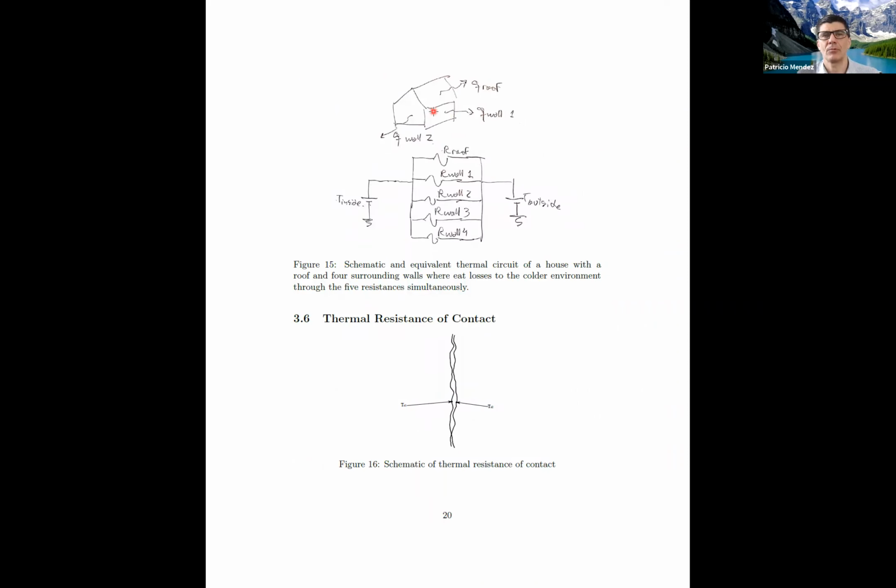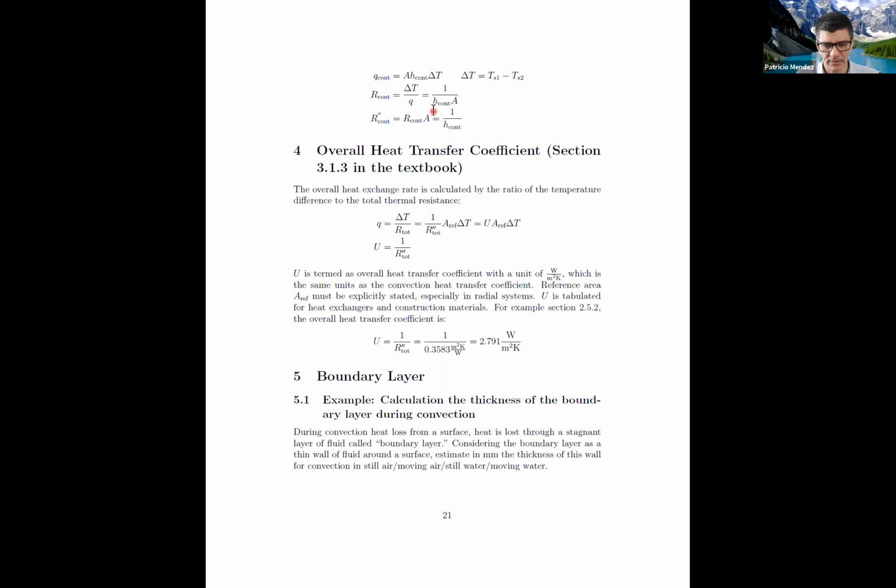And we talked about how, in contact, the heat rate, the rate of heat transfer, is proportional to the temperature jump between the two surfaces. We can also assign a contact resistance, a thermal resistance, to contact. All these things together will result in an overall total resistance.